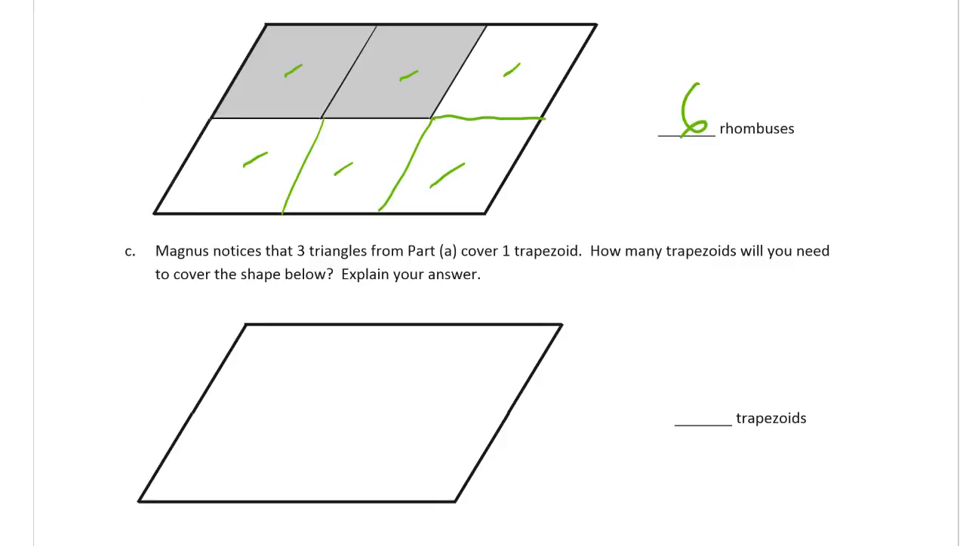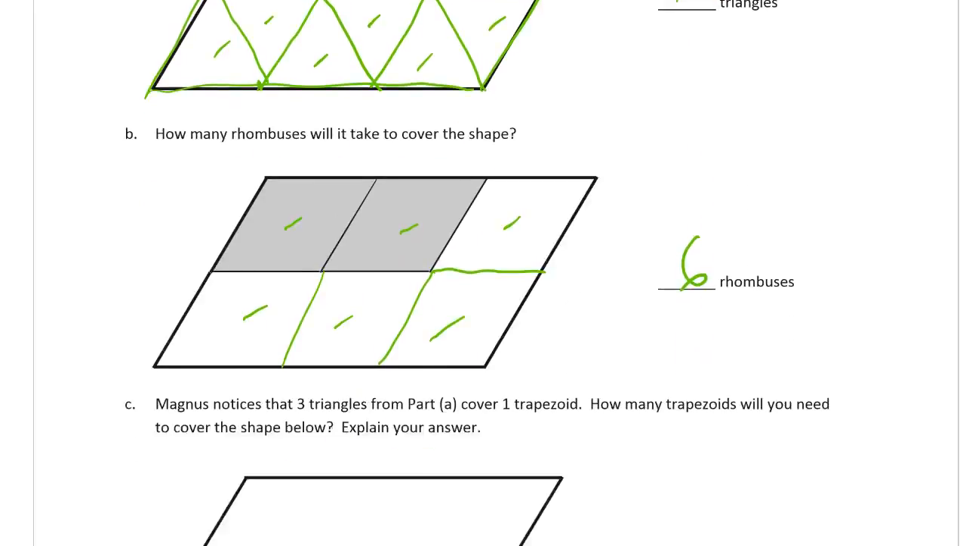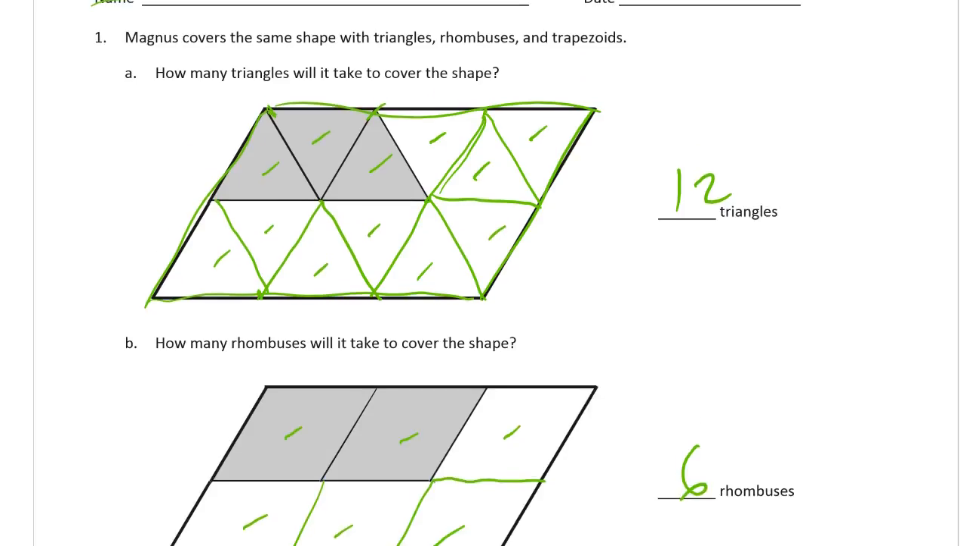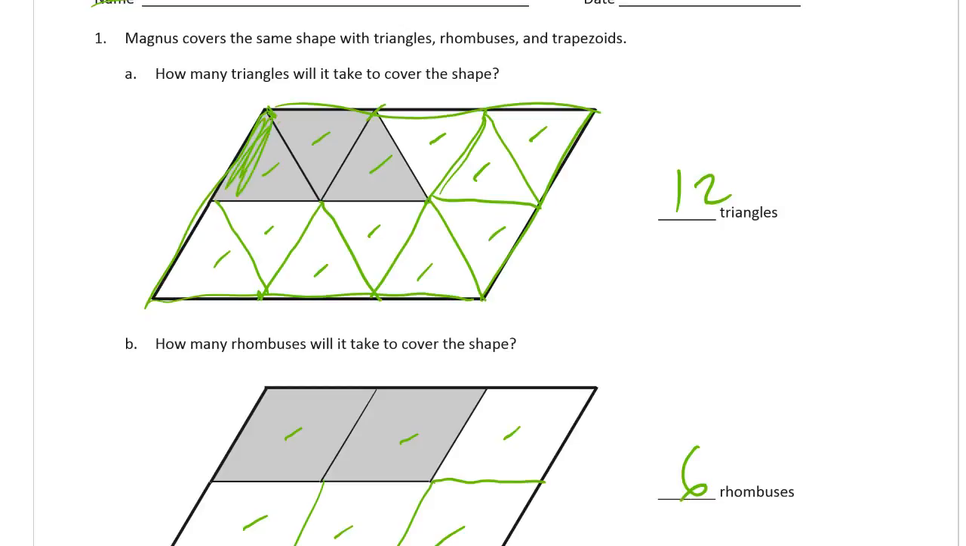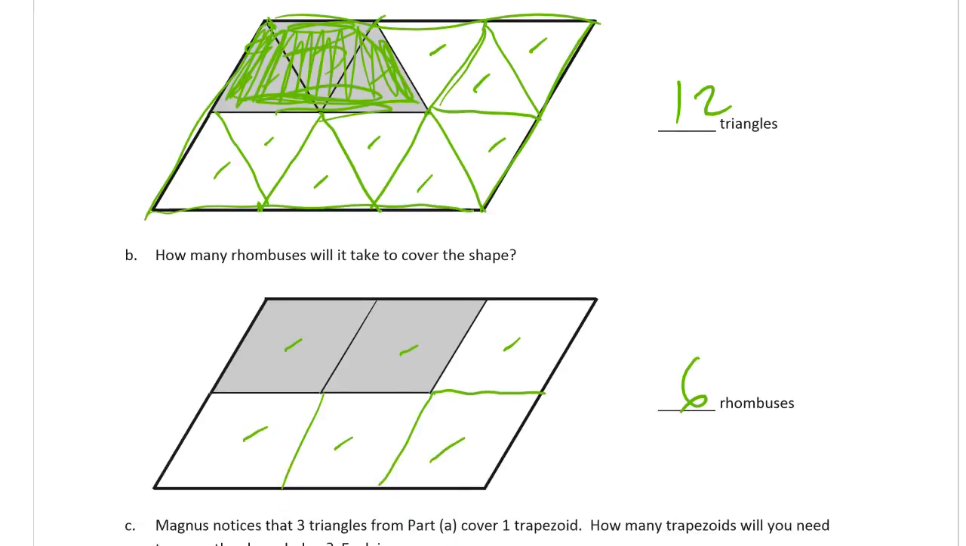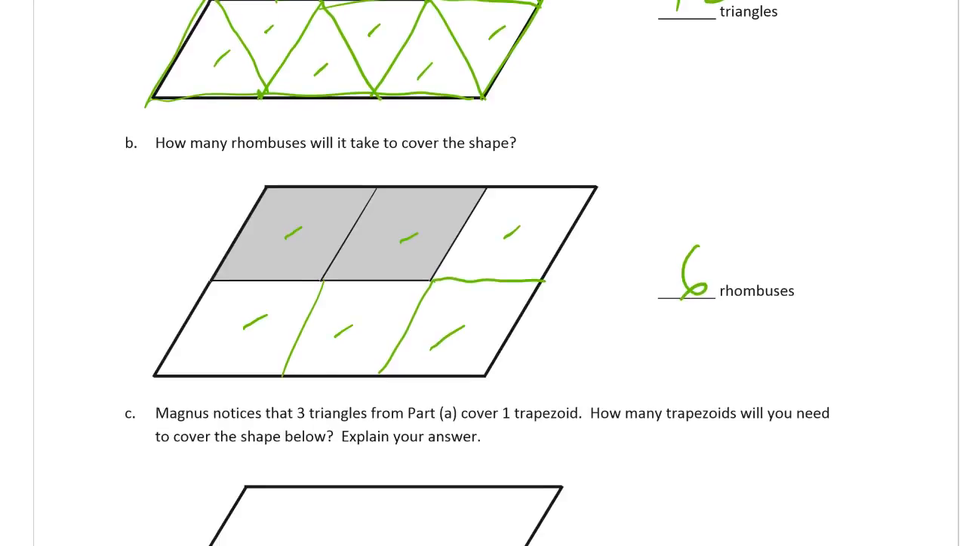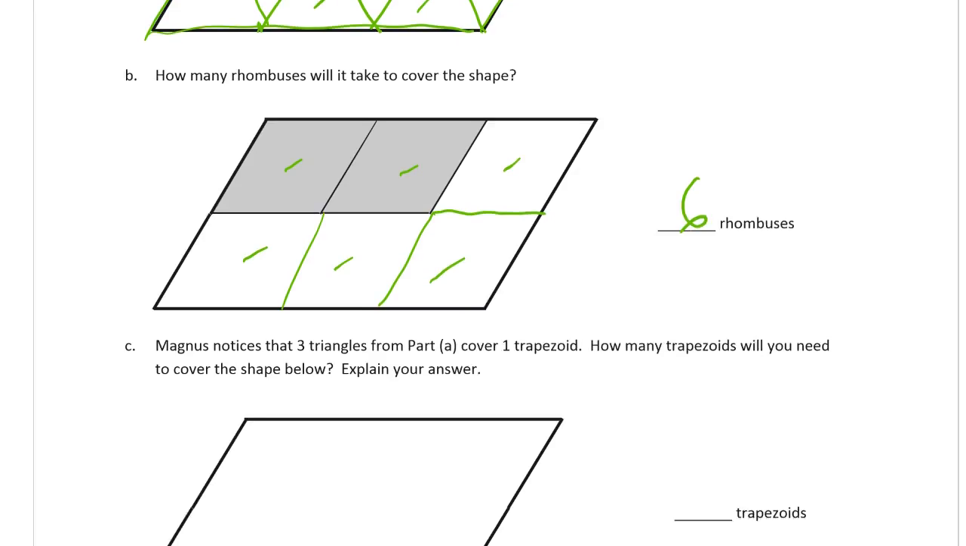And then finally, Magnus notices that three triangles from part A cover one trapezoid. So you can see the part that he means. It's this part that's shaded in right here. That's a trapezoid. So he notices that makes a trapezoid. How many trapezoids will you need to cover the shape below?